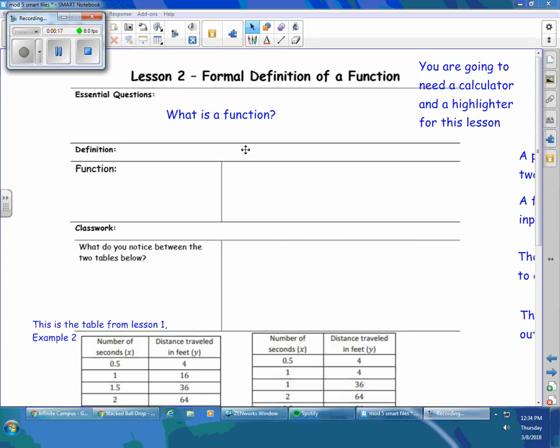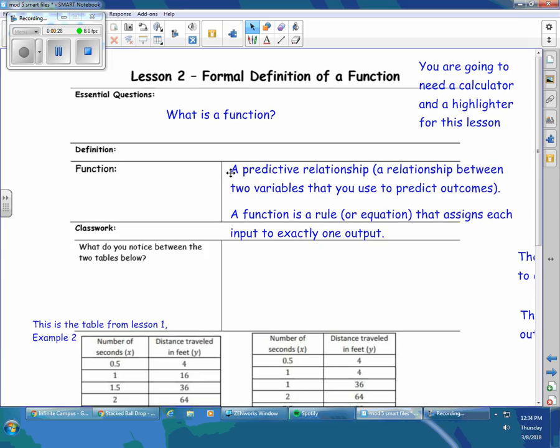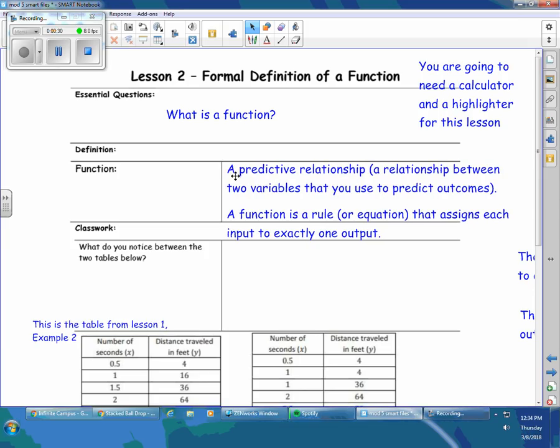If you remember, in session 1, we talked about what a function was, and we said it's a predictive relationship, that we use functions to predict outcomes between two variables. So a formal definition could be that, and you can put this in your own words. If you'd say it's a relationship that you use to predict things, that's fine. Put it in your own words that make sense to you. What does that mean? It's a relationship between two variables that you use to predict outcomes.